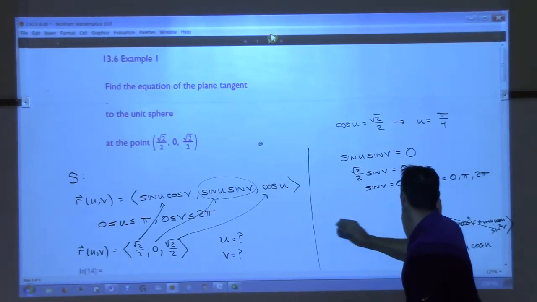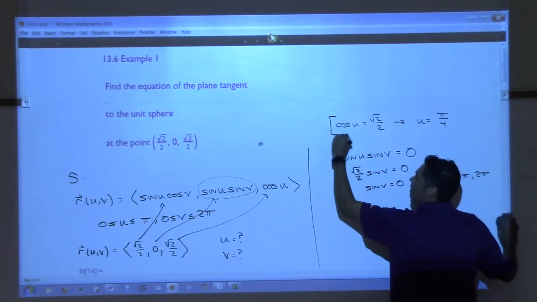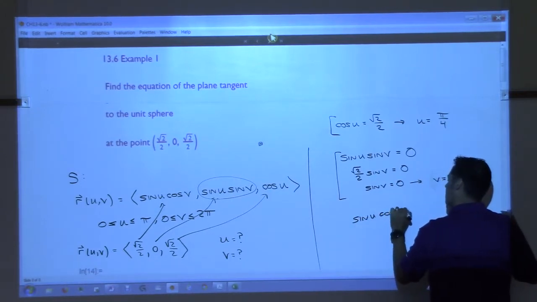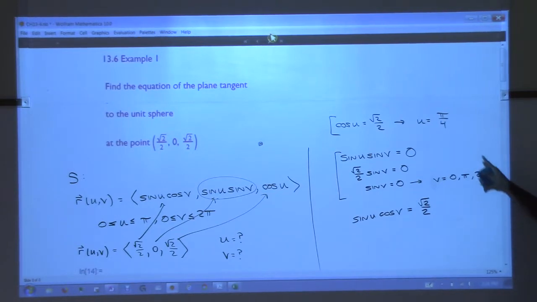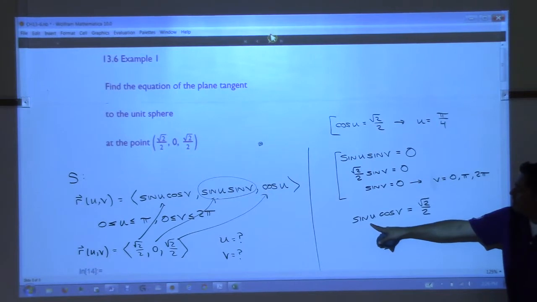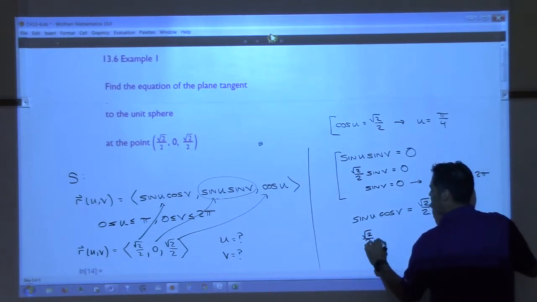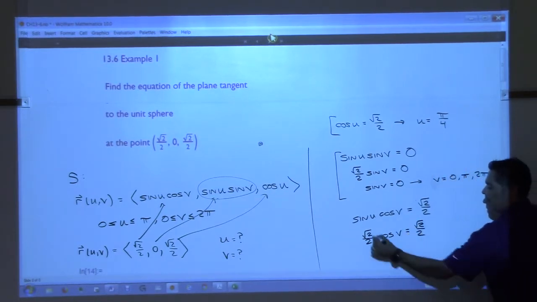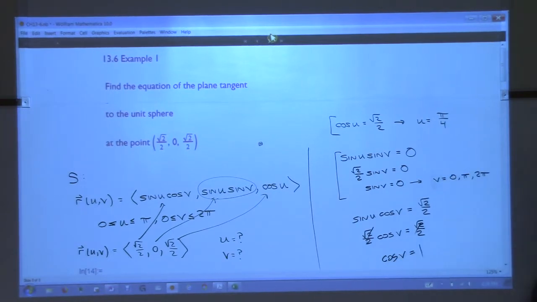The last equation, I shouldn't have erased that. The last equation is that sine of u cosine of v must be root 2 over 2, right? We know for sure what u is. u is pi over 4, so sine of pi over 4 is root 2 over 2. Cosine of v must be 1, right?